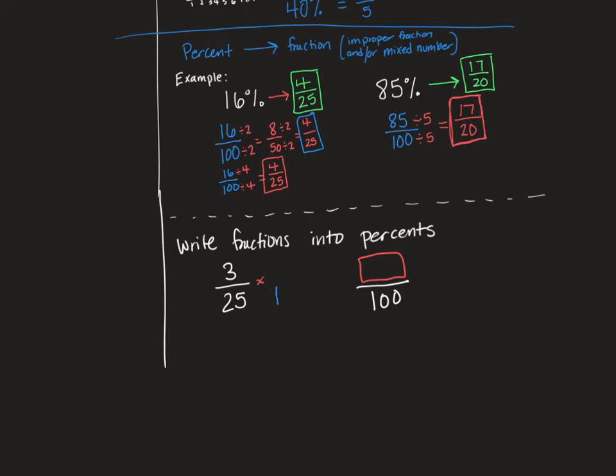So if I multiply my denominator by 4, I want to multiply my numerator by the same number because it's like another version of 1 whole. 25 times 4 is 100. 3 times 4 is what? 3 times 4 is 12.